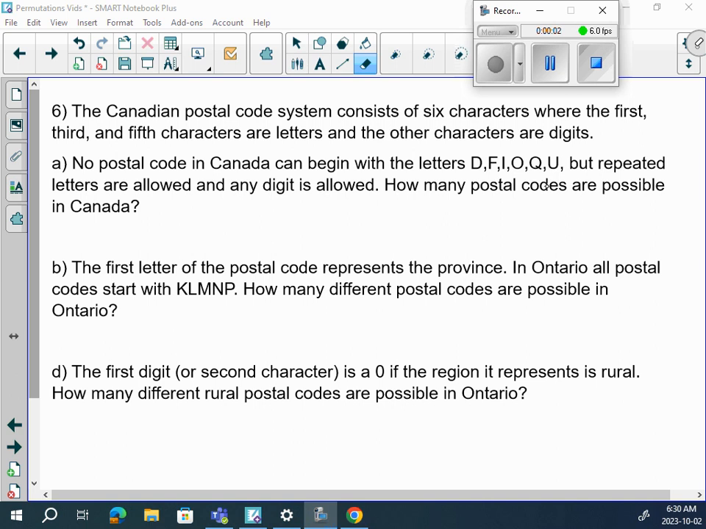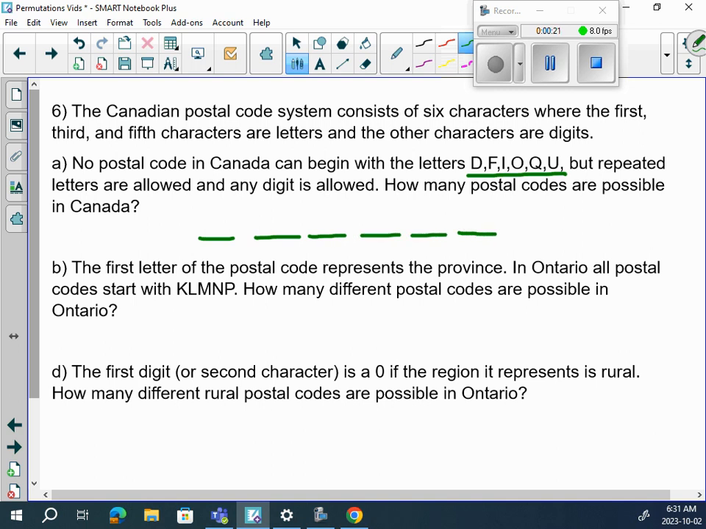Okay, moving on to postal codes here. I'm going to try to see if I can speed this up a little bit. With my postal codes, these are the letters that cannot begin the postal code. They're fine in other positions of the postal code.